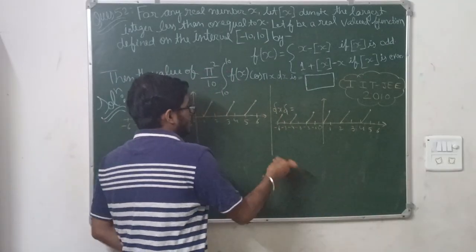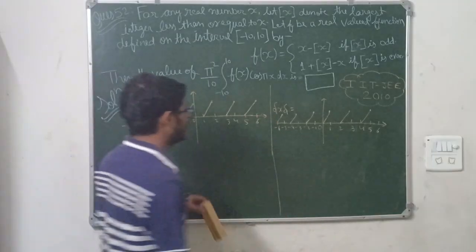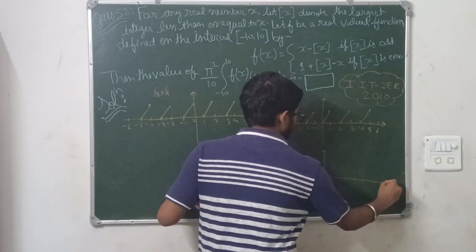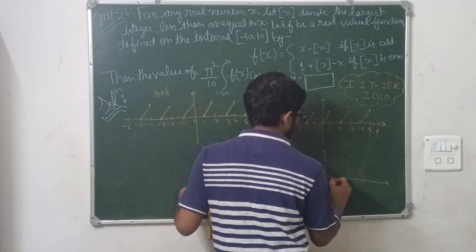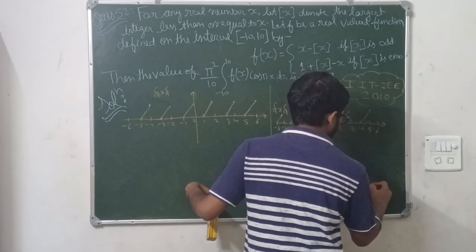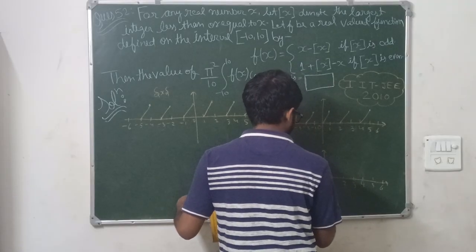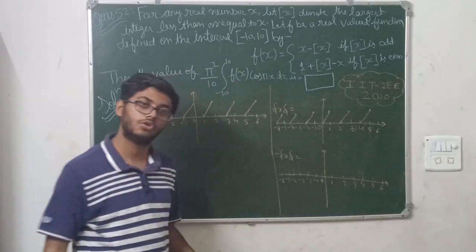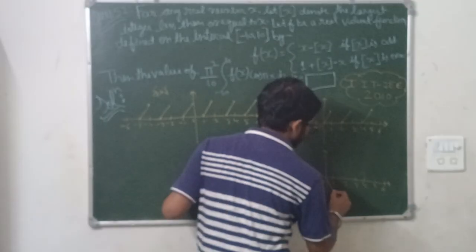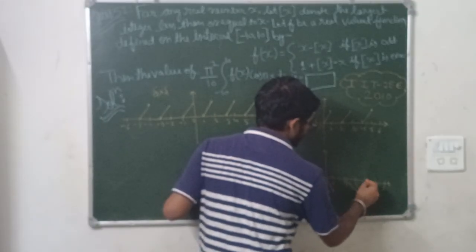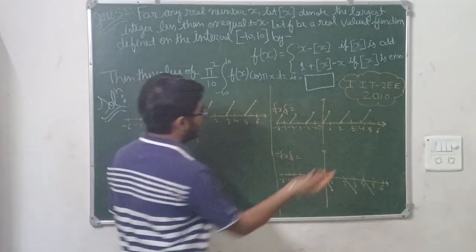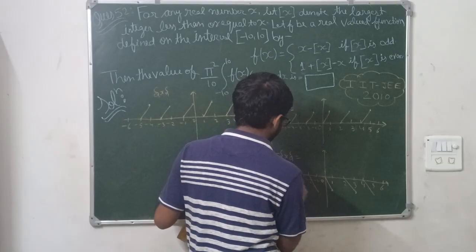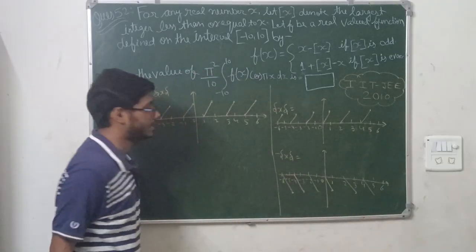Now this is the graph of what? Minus of greatest integer of x. How can you draw this? It is like this: 0, 1, 2, 3, 4, 5, 6, minus 1, minus 2, minus 3, minus 4, minus 5, minus 6. Take the mirror image. So this will be like this: minus 2 to minus 3, minus 4 to minus 5, and like this, and minus 4 to minus 3, minus 6 to minus 5, like this.